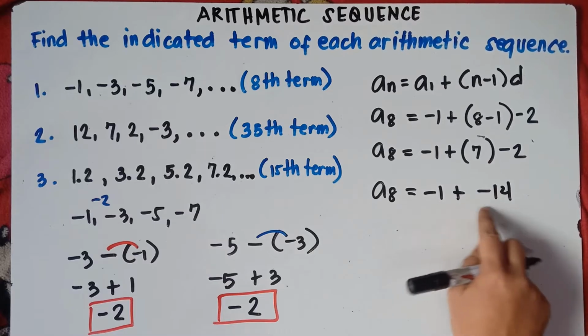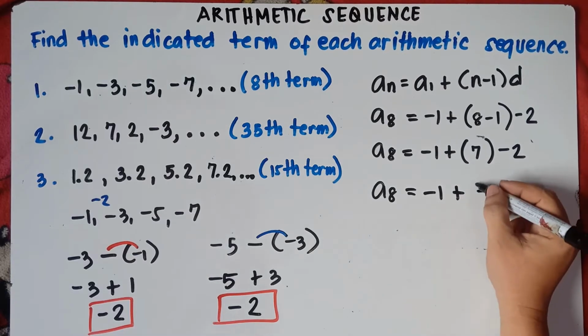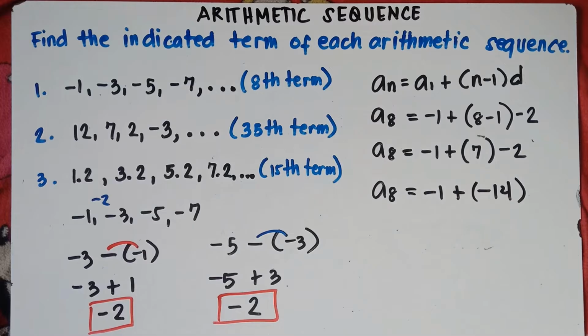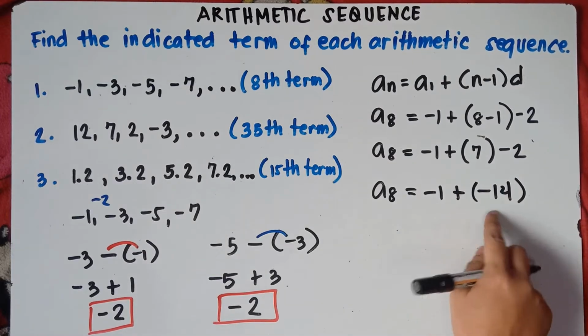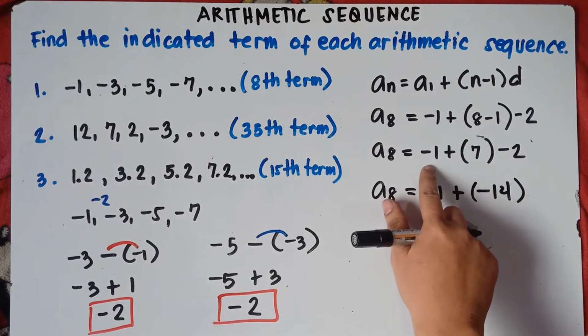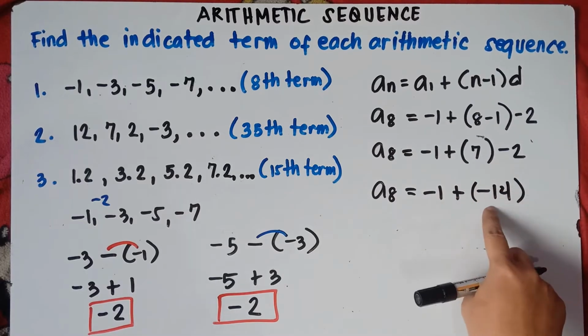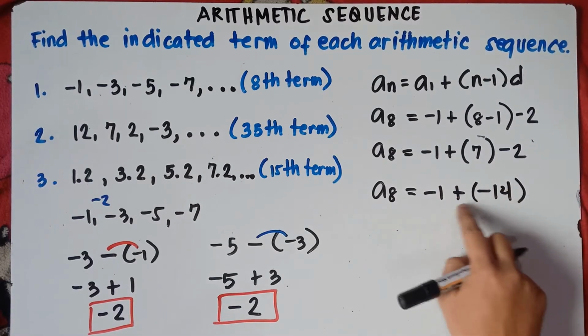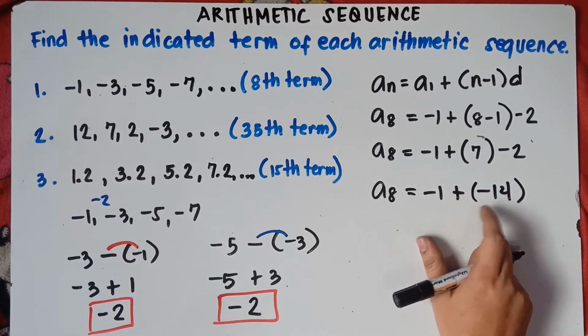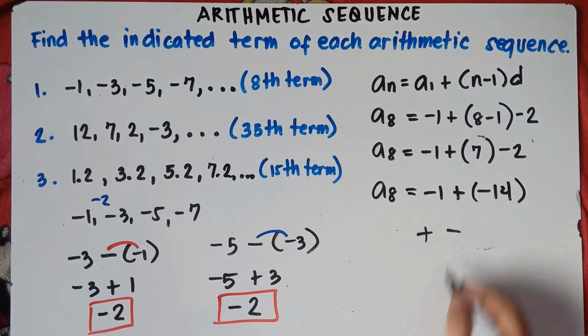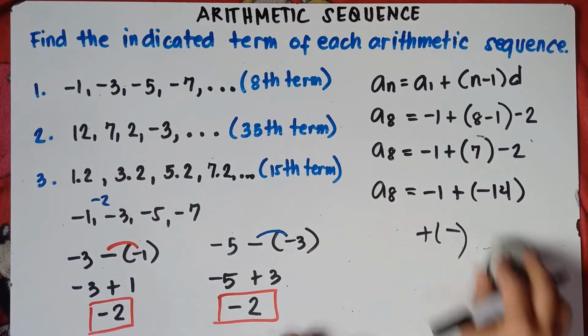Now, if you have two signs close to each other, you need to put parentheses, class. So once again, negative 1 plus 7 times negative 2, that's negative 14. We put parentheses because two signs are close to each other. We're not allowed to have two signs close to each other, class. That's why we need to put parentheses.